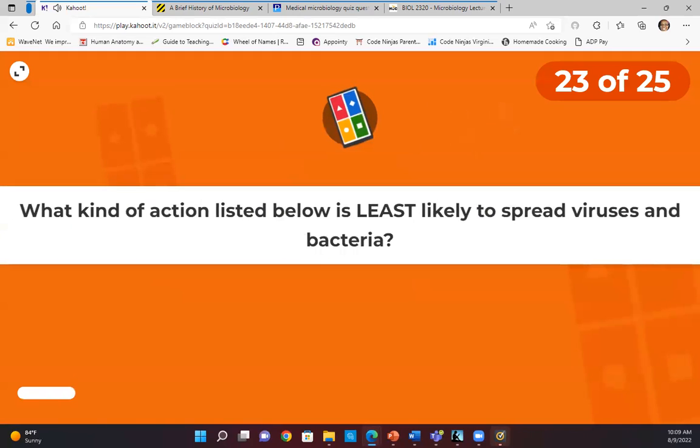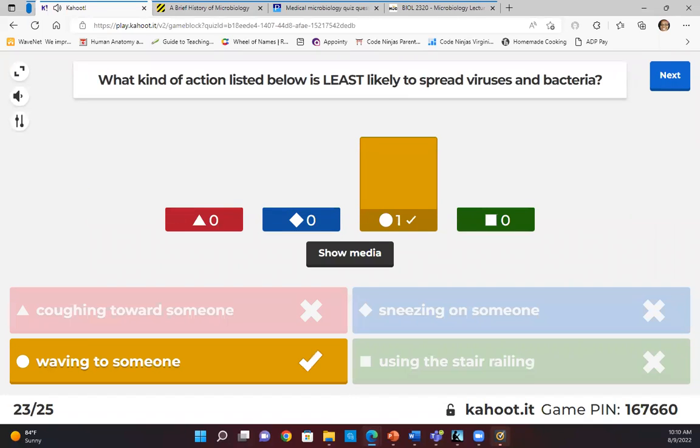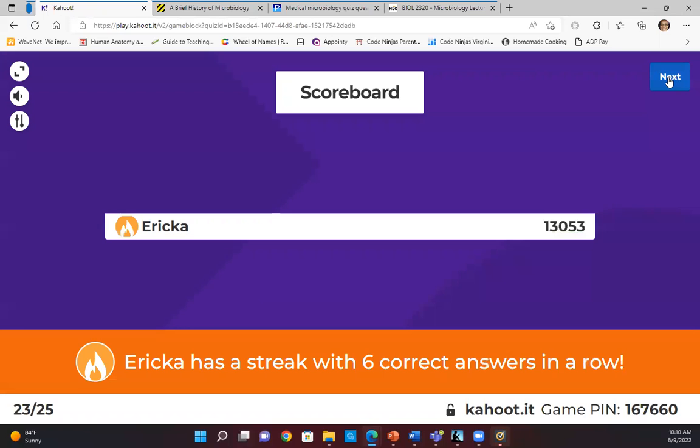Okay, question 23. Which kind of action listed below is least likely to spread viruses and bacteria? Coughing towards someone, sneezing on someone, waving to someone, using the stair railing. Yes, so waving at someone is least likely to spread, right? So just wave at a distance, okay?